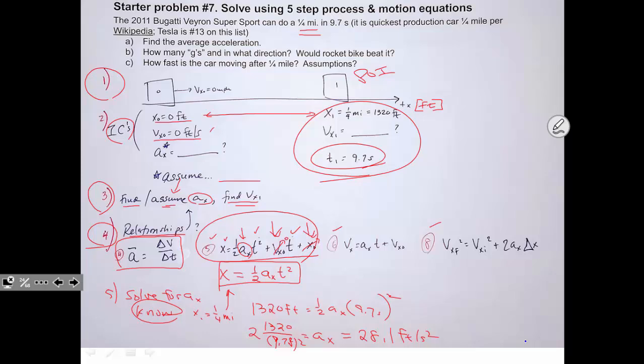So a ball dropping has 1 G, right? The ball dropping accelerates at 1 G. The Bugatti doesn't make that. In fact, the Tesla over the 0 to 60 time frame is actually quicker than the Bugatti. But to do the quarter of a mile, the Bugatti is quickly over a quarter of a mile. So it's an interesting comparison. And it's not even close to the rocket bike. The rocket bike has double this acceleration. So the rocket bike would beat this $1.8 million car.